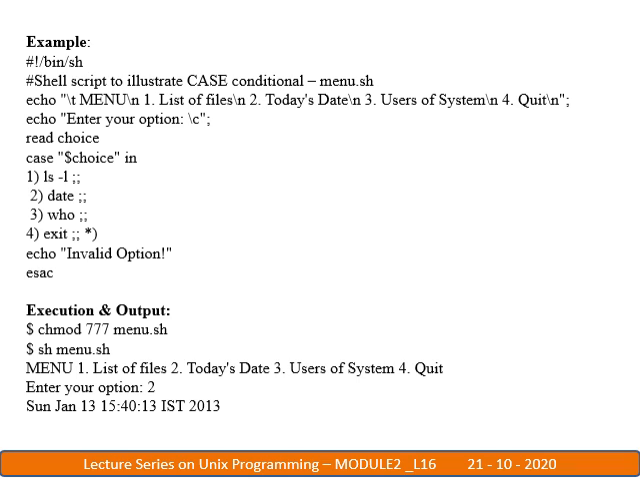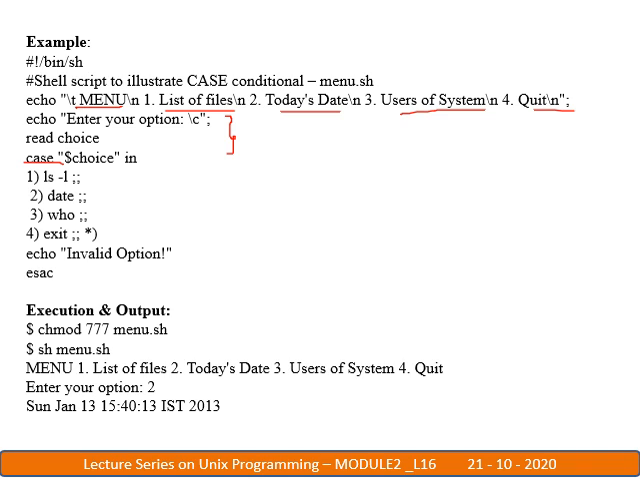The first two statements you already know. Now we are displaying the menu. If I want to execute the list of files, today's date, users of the system, and quit, this is the menu that is displayed. Then we read the option with the read command. Then here we use a case statement, since there are multiple choices of commands to execute.